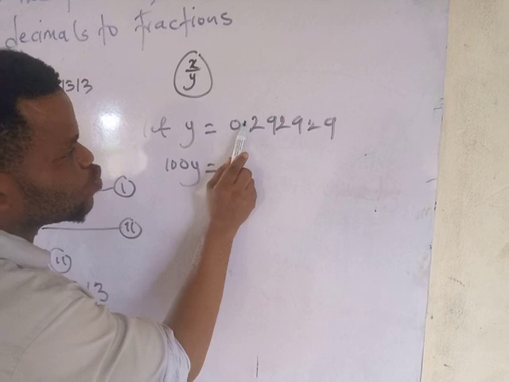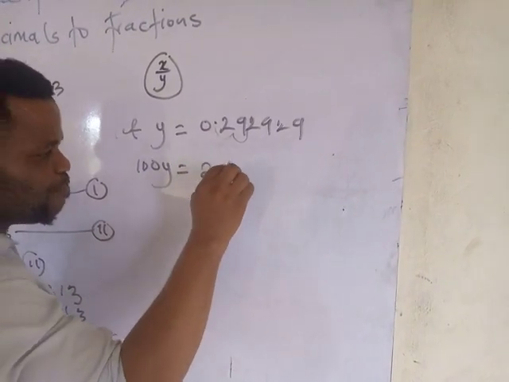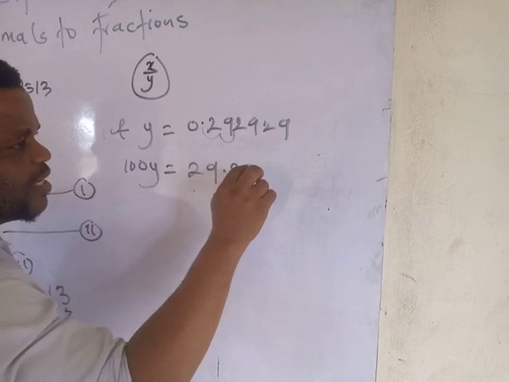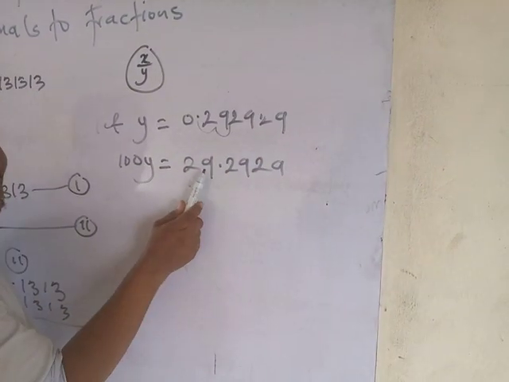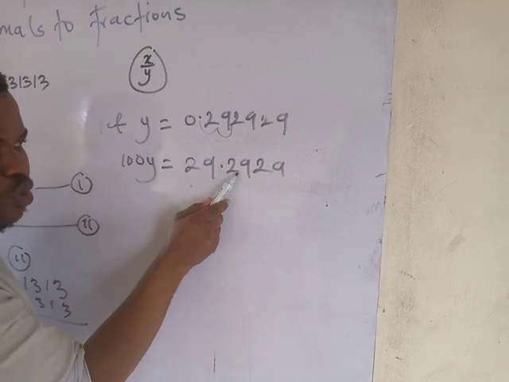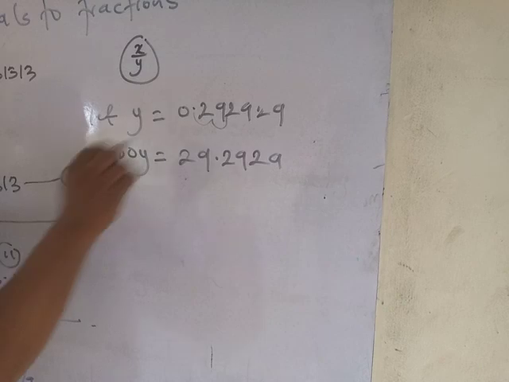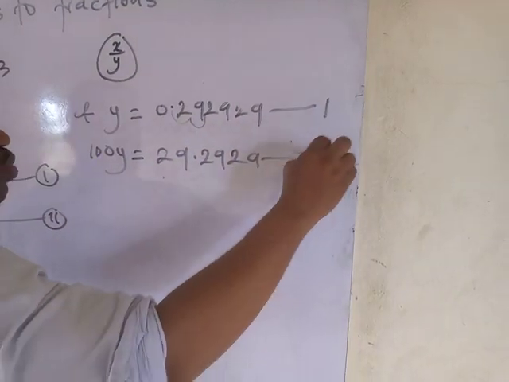If I multiply through by 100, I'm going to have 100y equals, and the digits will move 2 places, so 1, 2. So we have 29.2929. Of course, after the decimal point, you call the numbers individually. So this is our equation 1 and this is our equation 2.